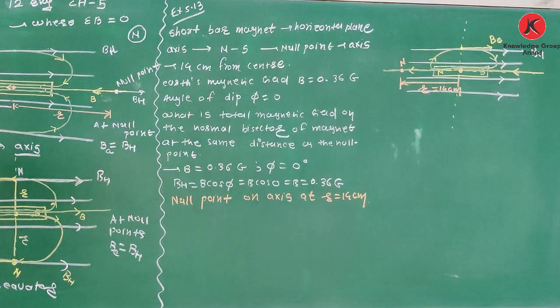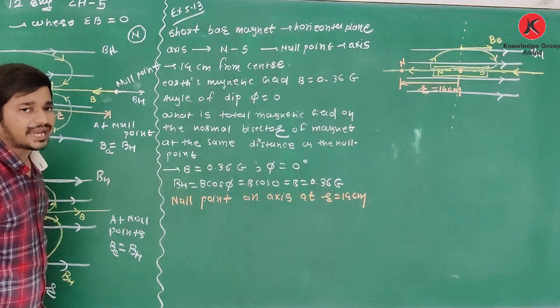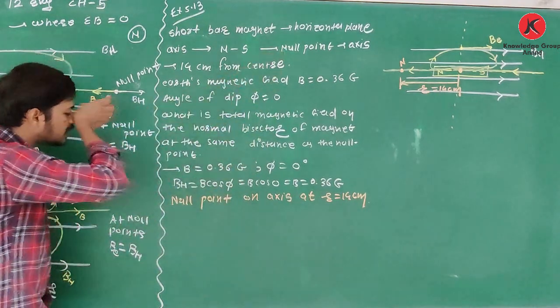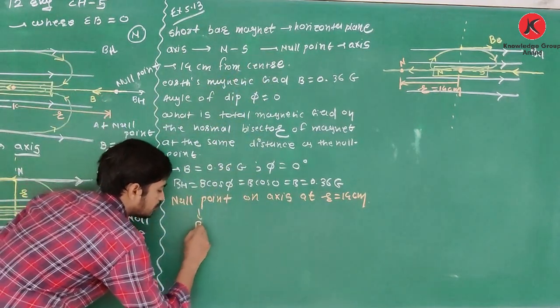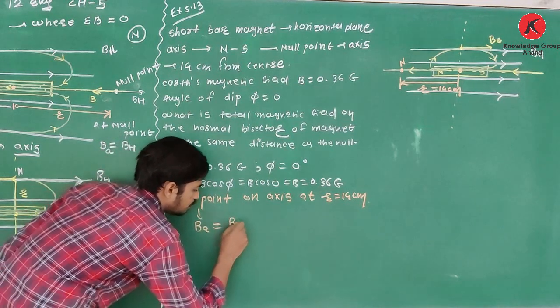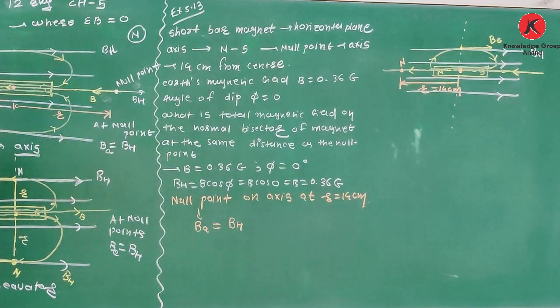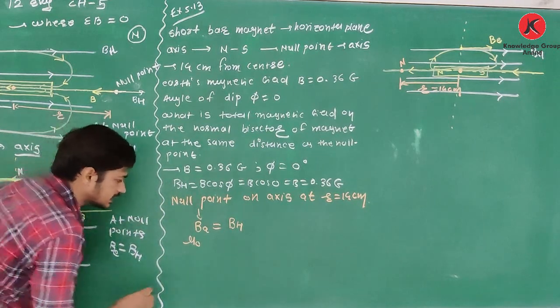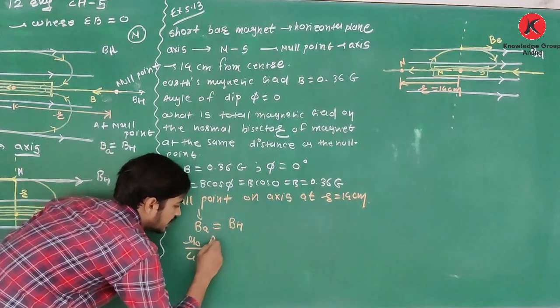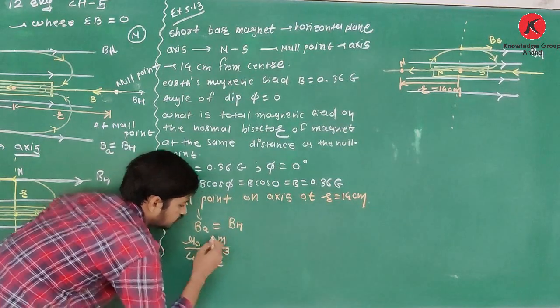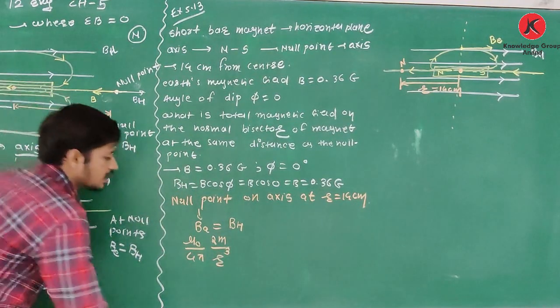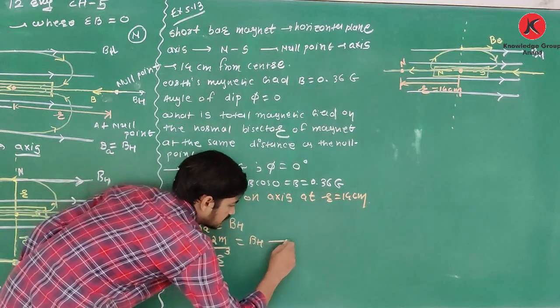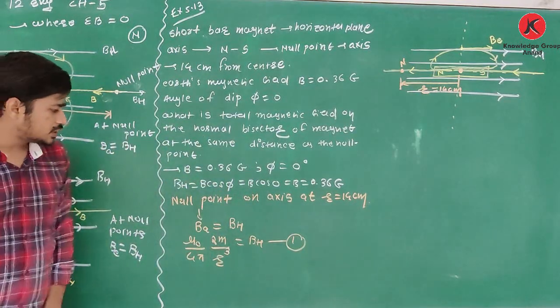When null points are obtained on the axis, what is the relation between the magnetic field due to the magnet and the horizontal component of Earth's magnetic field? Yes, for null points we know that BA is equal to BH. Yes or no? Yes it is. BA, what is the equation of magnetic field? We know that it is mu 0 upon 4 pi, on axis it is 2m upon r cubed, which is equal to BH. It is equation number 1.